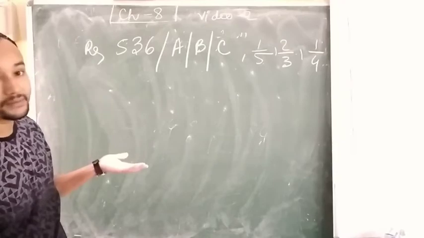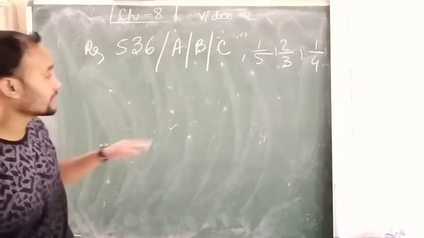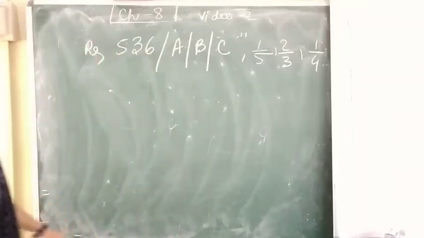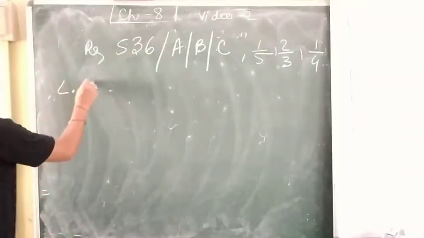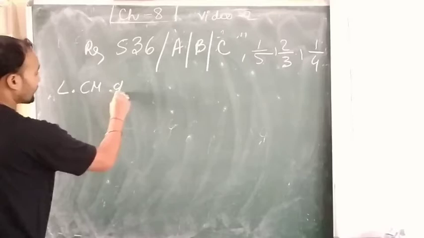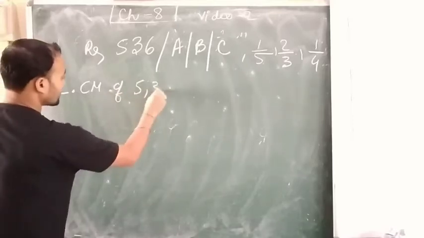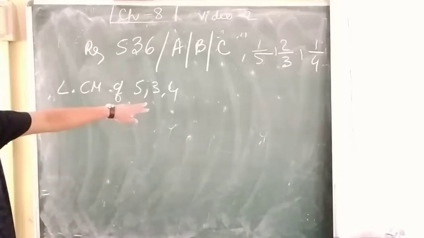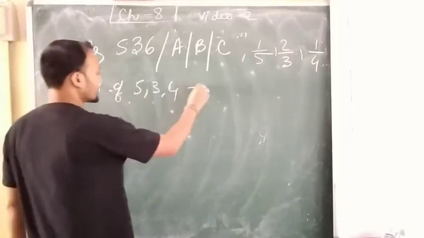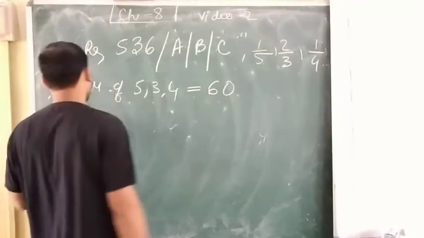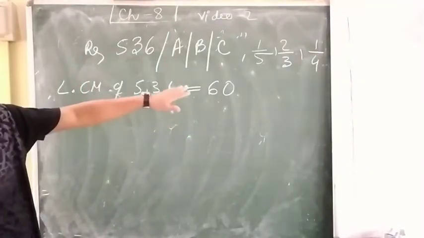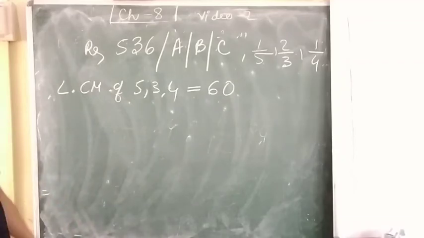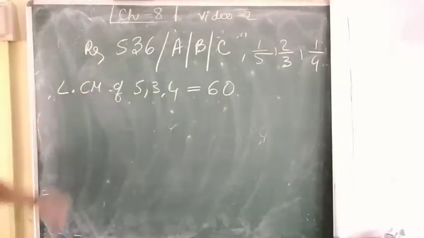How are we going to solve this? First, we have to calculate the LCM of 5, 3 and 4. Now, the LCM of 5, 3 and 4. Yes, it will be 60. The least common multiple, 60, is divisible by 5, 3 and 4. That is the meaning of LCM.